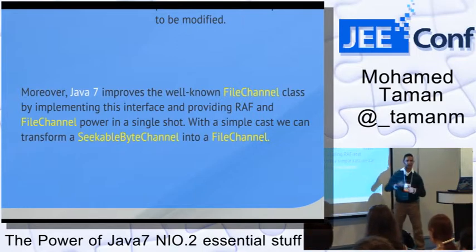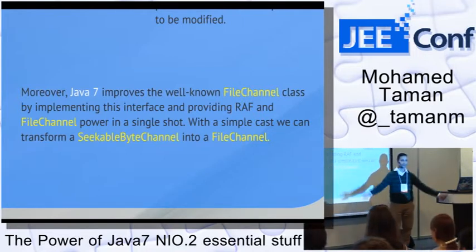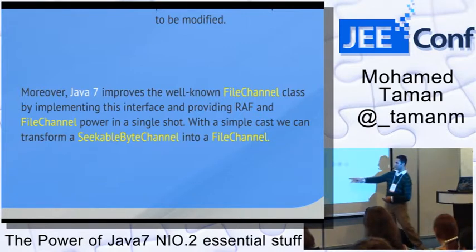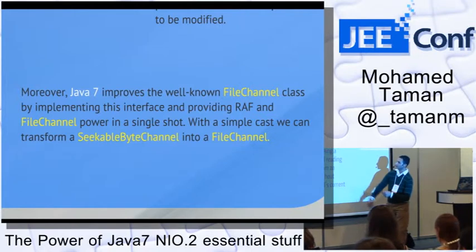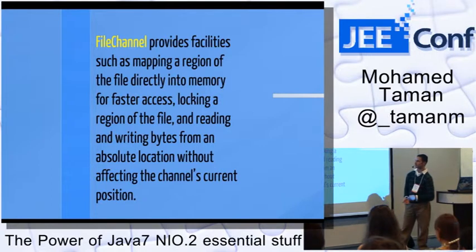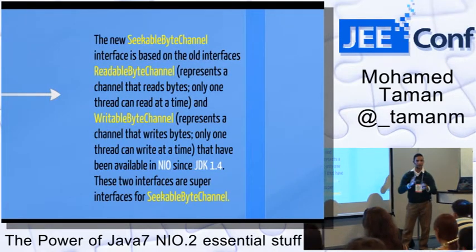For bytes seeking, I can use ByteChannel, so you mix them, taking byte channels with reference to a buffer. Another improvement in FileChannel provides facilities such as mapping a region of the file directly into memory for faster access, locking a region, and reading and writing bytes from an absolute location without affecting the channel itself, or closing or opening another channel for reading. Just open, I can deal with the bytes, and at the same time finalize my operations and close the session or save the data.